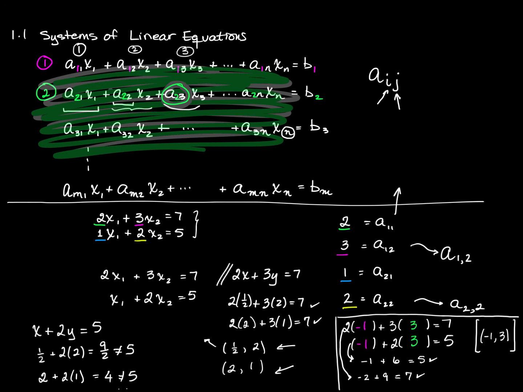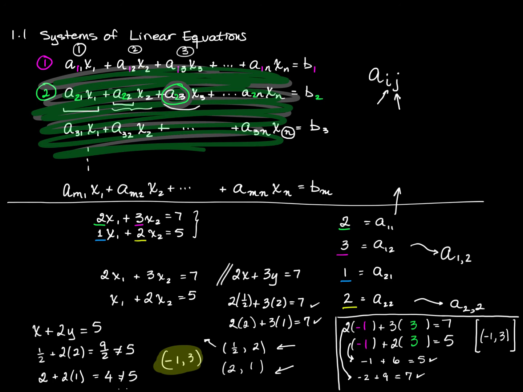So -1, 3, if I add that to my list of potential solutions down here, is in fact a solution not only to each individual equation, but to the system of equations. 1/2, 2 and 2, 1 were solutions to the first equation in the system, but they were not solutions to the second equation, and therefore they were not solutions to the system. The only one on this screen anyway that is a solution to the entire system is -1, 3. And as it happens, that is the only solution to this system.